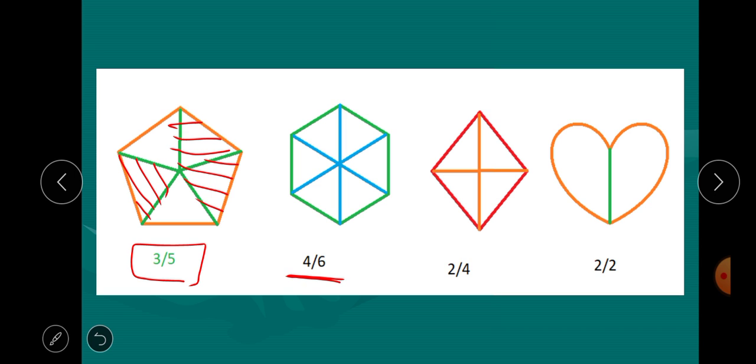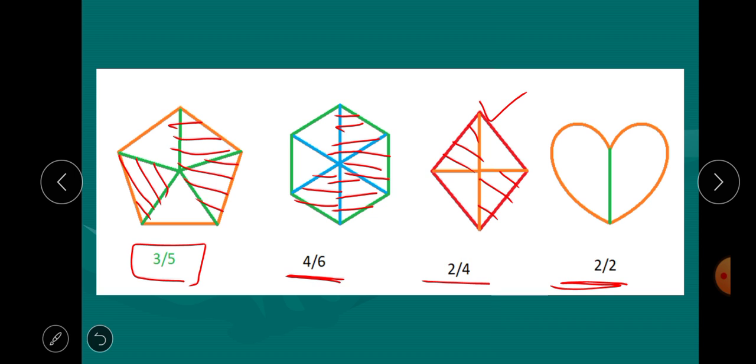Now we have to show here fraction 4 by 6. So as you can see that total parts are 6, and out of these 6 parts we have to color 4 parts. So we will color any 4 parts, 1, 2, 3 and 4. So this is the fraction for the shaded part, 2 by 4. Out of these 4 parts we have to color 2 parts. So any 2 parts we can color. Okay, so this is the fraction for the shaded part.